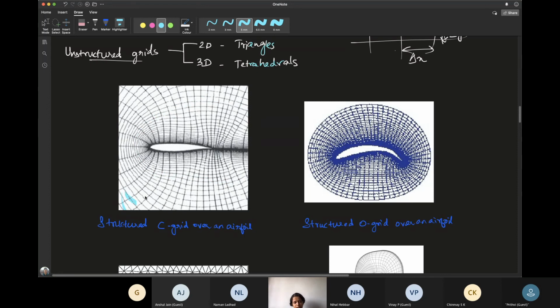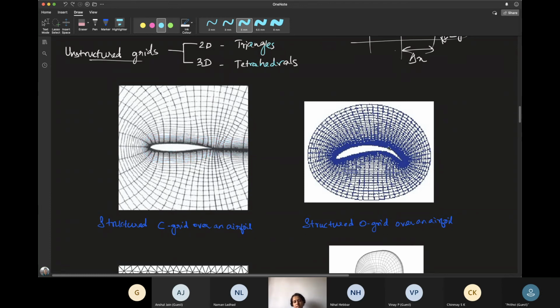When it's farther away, you take a coarse grid, and when you move close to any structure, you have a finer grid. Because near the structure, you'll have some complex fluid flow phenomena happening. Here we'll have the boundary layer effect, and here we'll have wake phenomena. So to capture all of that, we take a finer grid near the airfoil, and as and when you move farther away, you make the grid coarser.